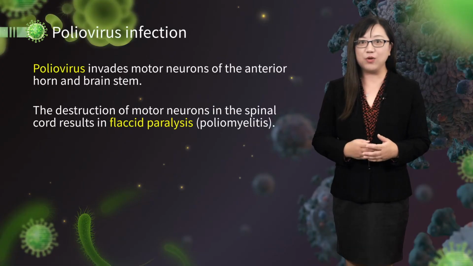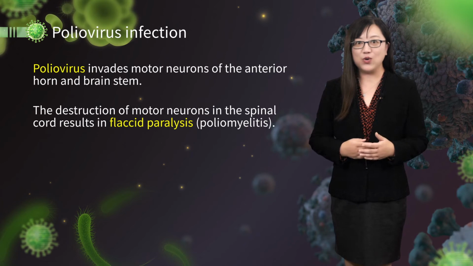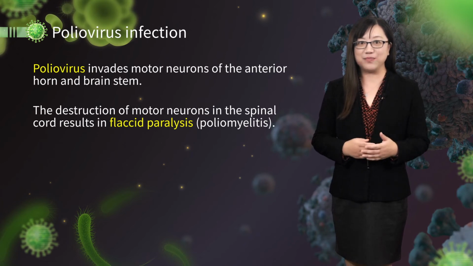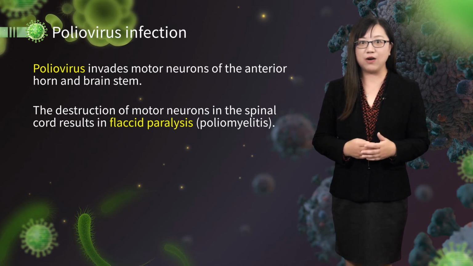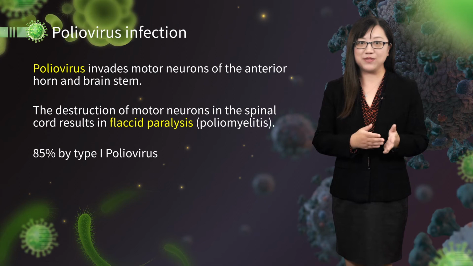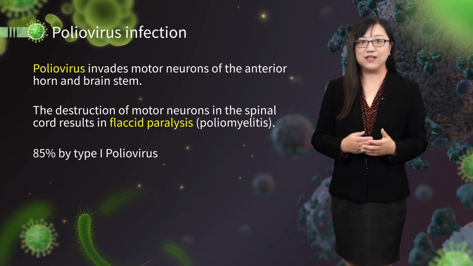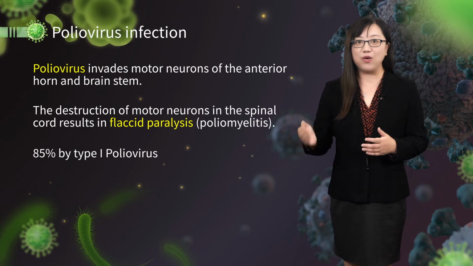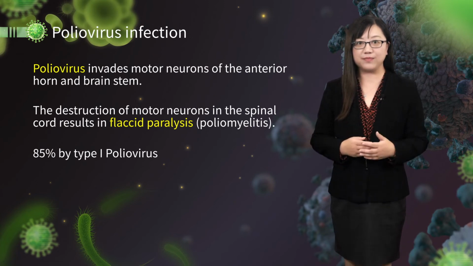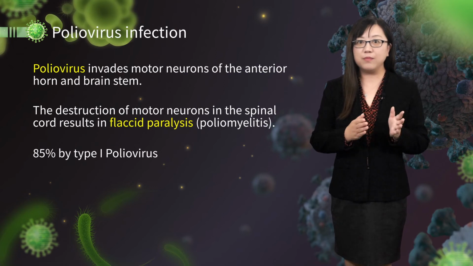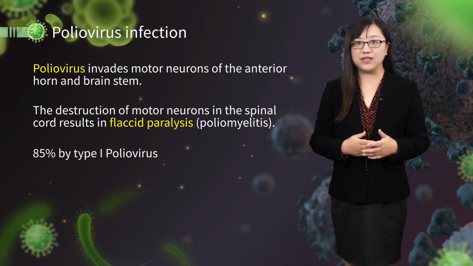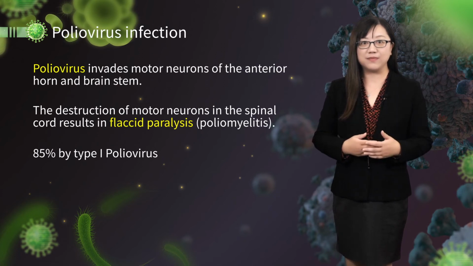The destruction of motor neurons in the spinal cord results in flaccid paralysis, poliomyelitis. Paralysis is not caused by the virus infecting the muscles. There are 3 poliovirus types, with 85% of the cases of paralytic polio caused by type 1. The poliovirus also infects the brain stem, causing bulbar poliomyelitis associated with respiratory paralysis.